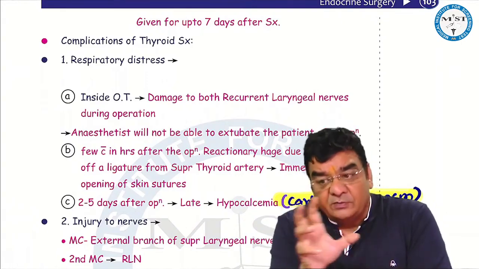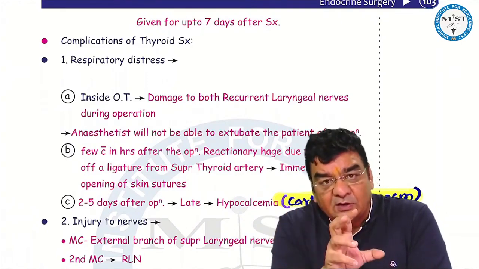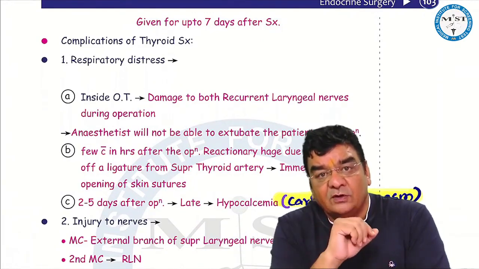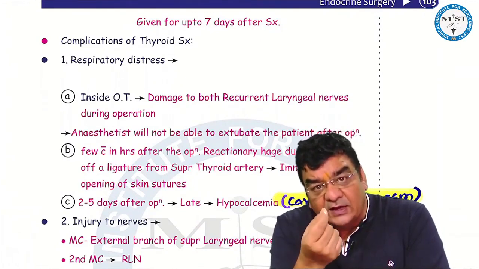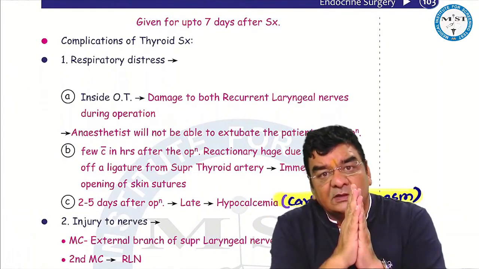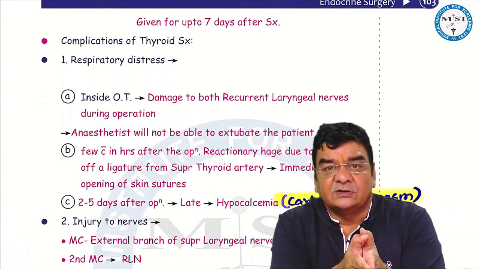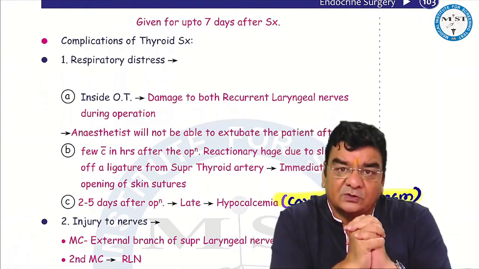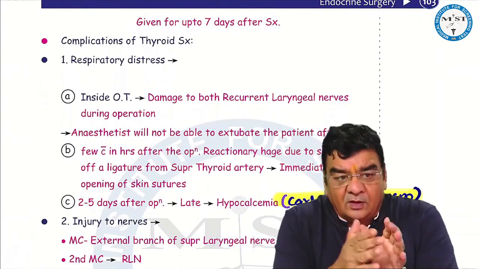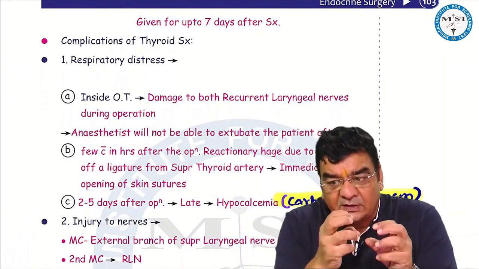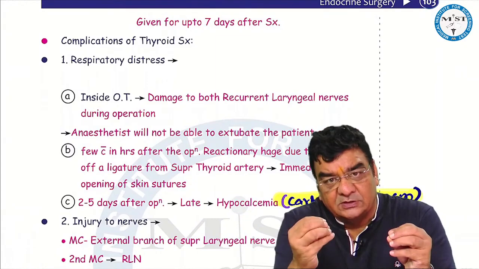Reasons are different, treatment will be different. Inside the OT, if the surgeon has damaged both the recurrent laryngeal nerves, then when the anesthetist is extubating the patient, the vocal cords are paralyzed and there is sudden respiratory distress. So the anesthetist has to put the tube in again and the surgeon has to repair those nerves.